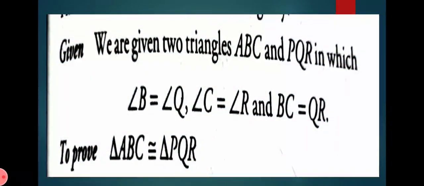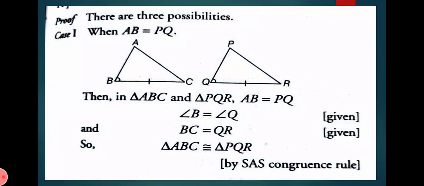This is a theorem, so let us prove this theorem. It is given that we have two triangles ABC and PQR, in which angle B equal to angle Q, angle C equal to angle R, and BC equal to QR. We have to prove that triangle ABC is congruent to triangle PQR. Now for the proof, there are actually three possibilities. Three different conditions are possible. So we take the first, case 1.